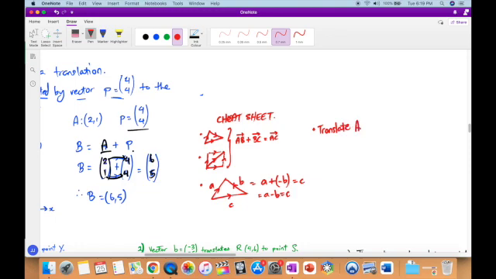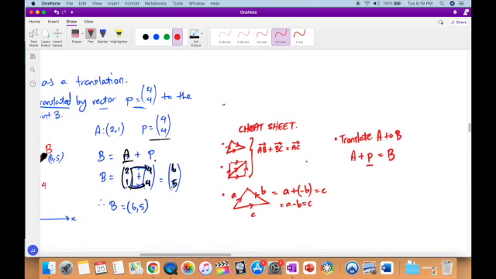Translate A to B, right? And then I could put A plus vector P, and I think that the vector just has the line underneath, right? Or is it the line on top? I can't remember. And that gives us B, right? Is the line underneath? Yes.